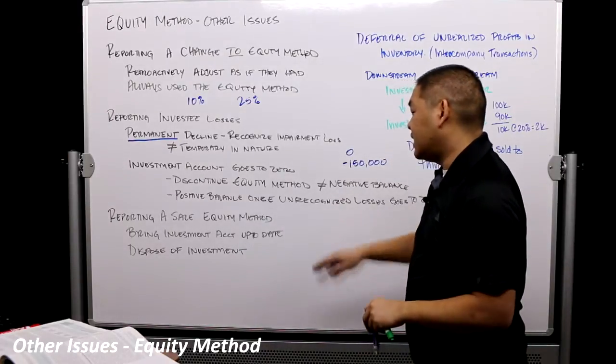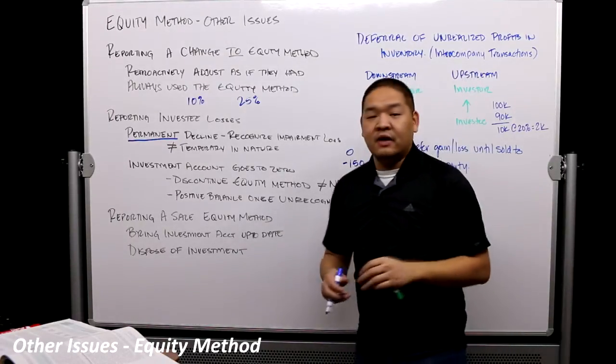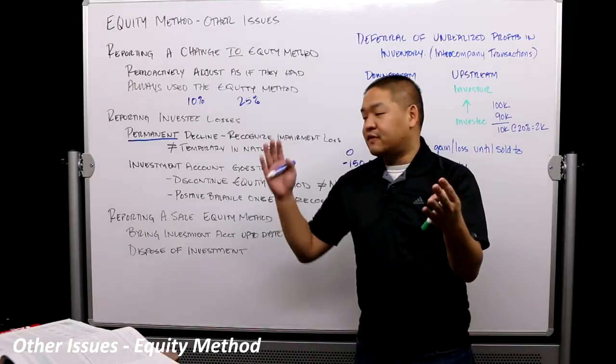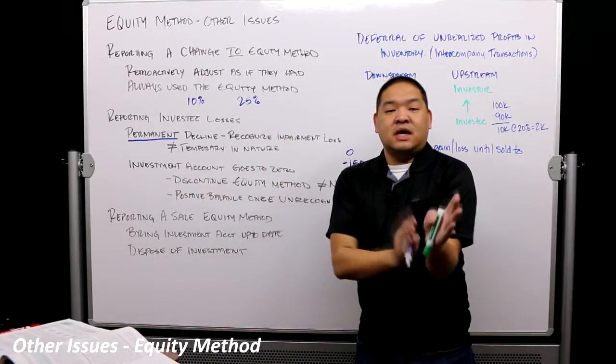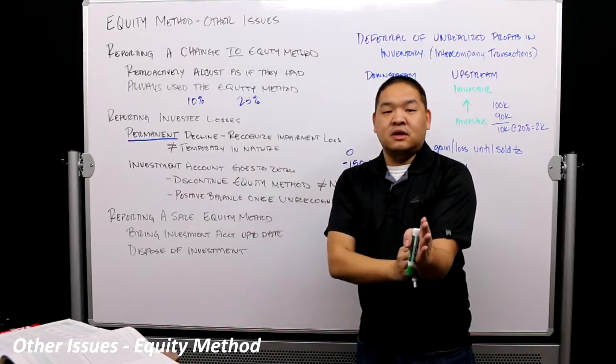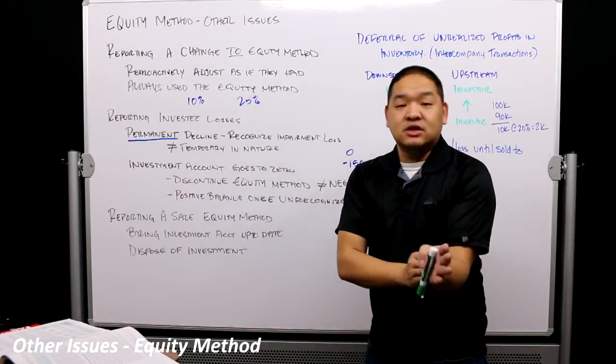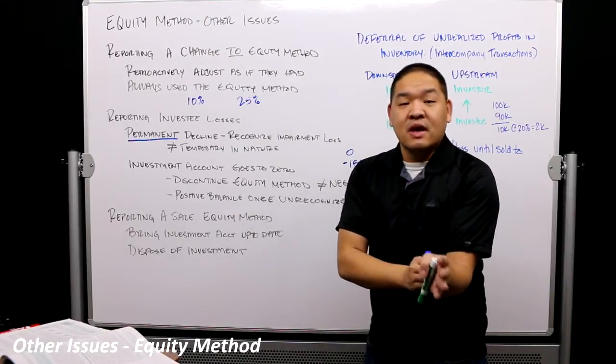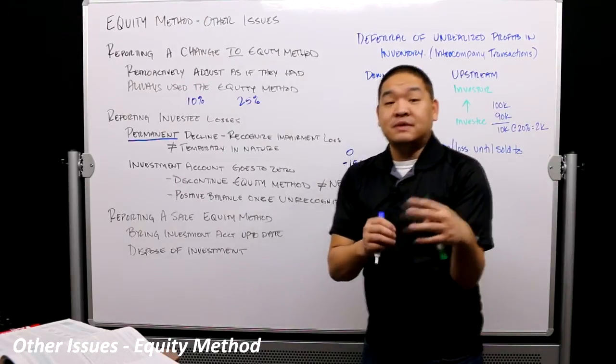We bring the investment account up to date, so we need to figure out from our investee, from the beginning of the year all the way to today. So let's say today's May 15th. From January 1st to May 15th, what was your net income or loss? They might say, okay, my net income is this. Do you expect any dividends? What are your dividends? Then we bring the numbers up to date.